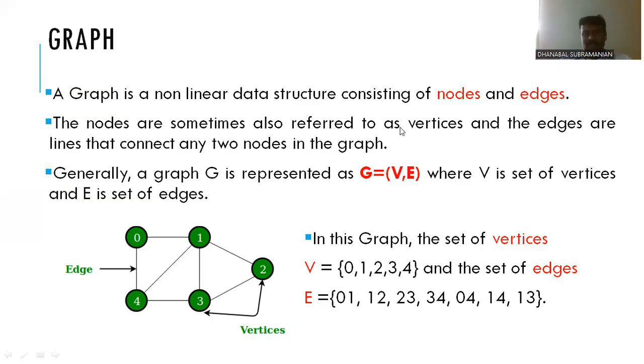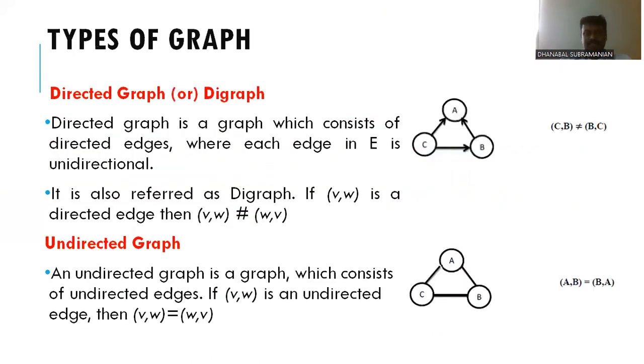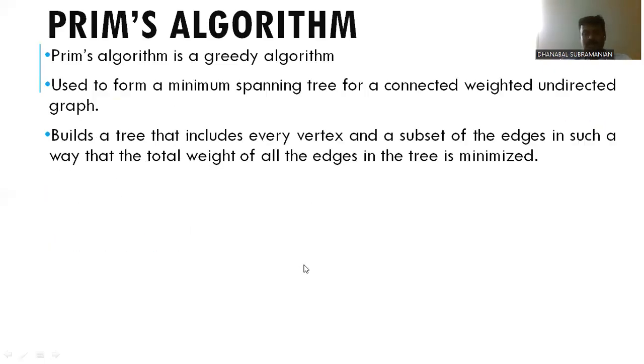A graph has two important components, nodes and edges, with the equation G equal to (V, E). There are a lot of applications that use the graph concept to find the shortest path. There are two important types of graph: one is a directed graph and the other is an undirected graph. In a directed graph, you have a direction path from one vertex to another vertex. In an undirected graph, you don't have a direction path; you just have edge connectivity between one vertex and another vertex.